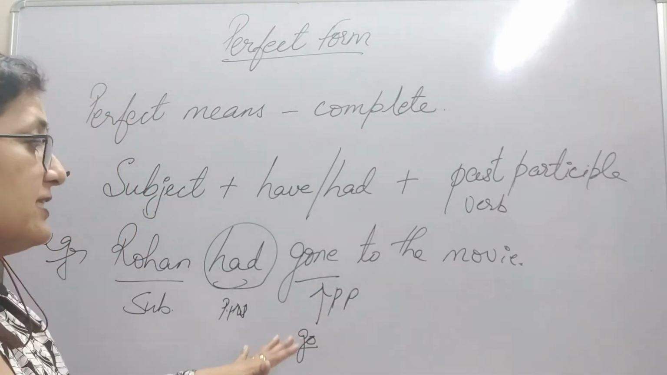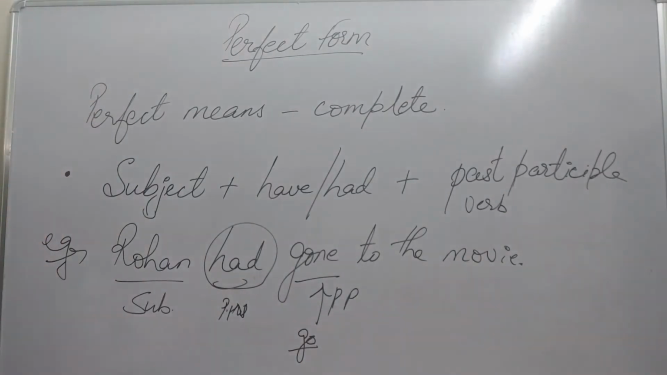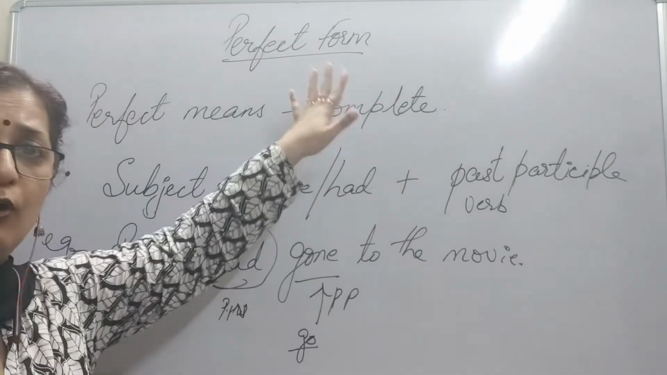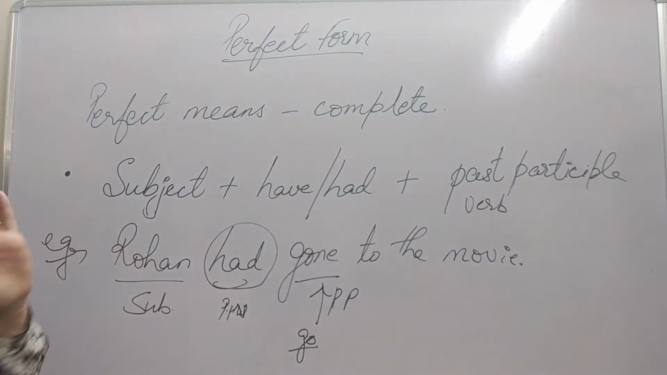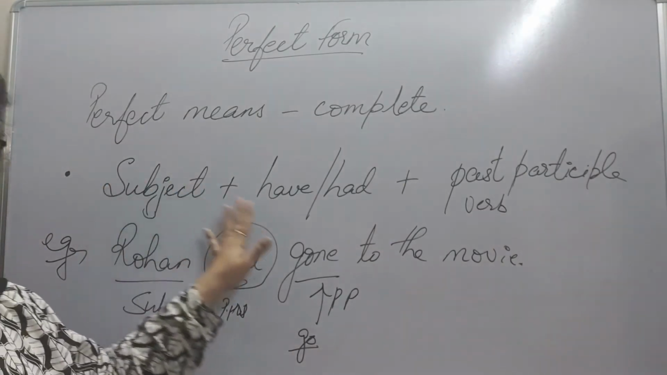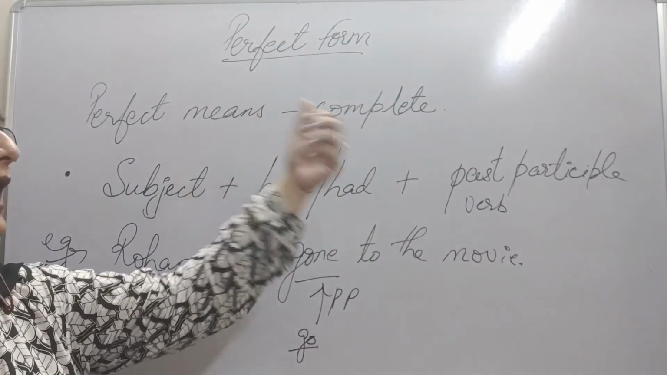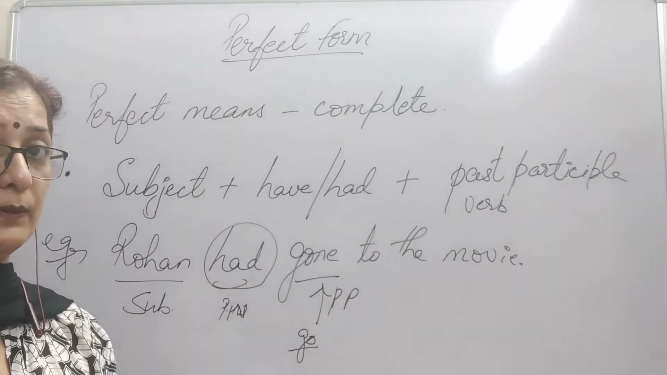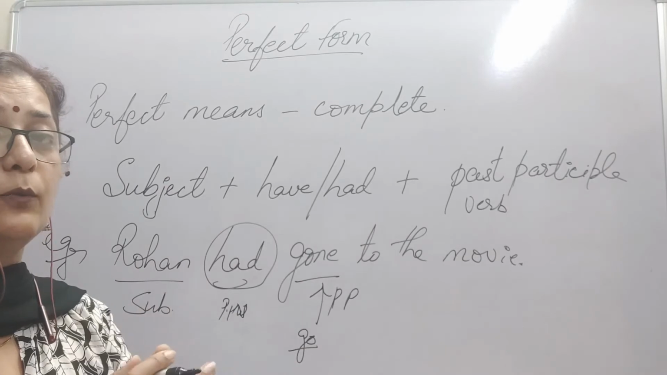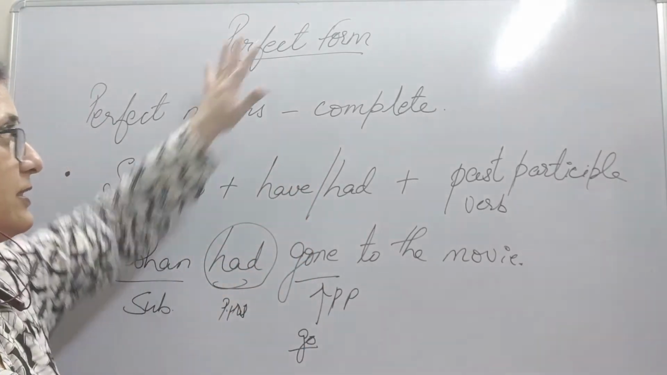Right? So this concept should be very clear whenever we are mentioning the perfect form of a sentence, of a verb, of an action. Then it is presented with a subject in the sentence, and then your have or had form and your past participle form of the verb. The past participle form of the verb has to be used in this kind of a tense.